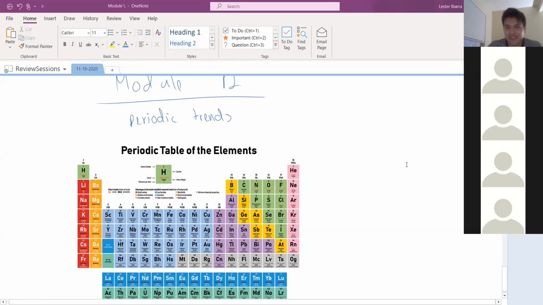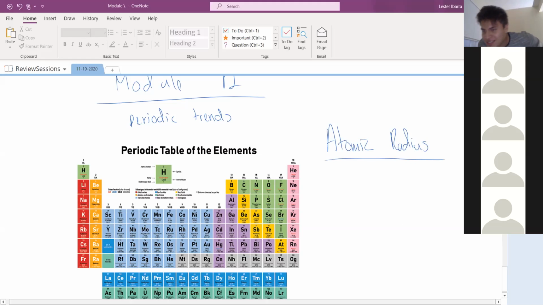Anyways, periodic trends. The first one we talk about is atomic radius. For atomic radius, radii, can somebody tell me how this one increases in size? From helium to hydrogen, and then from hydrogen to francium, down. Right, so it increases as we go down and as we go to the left.